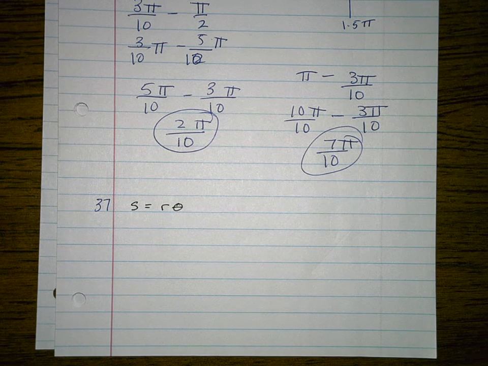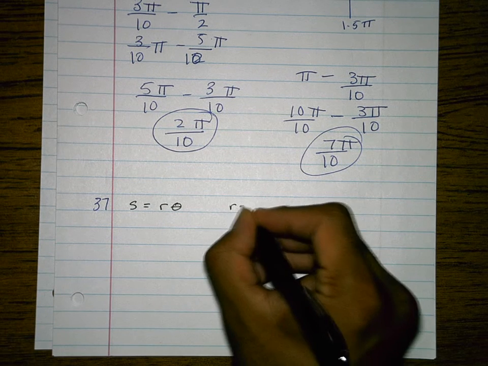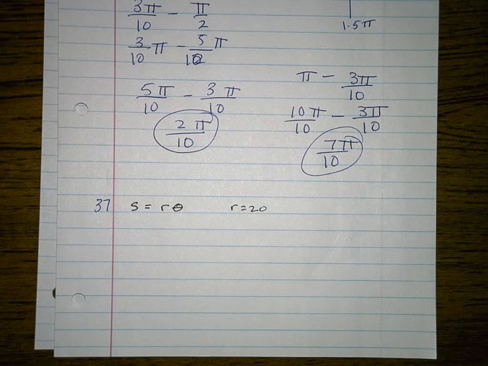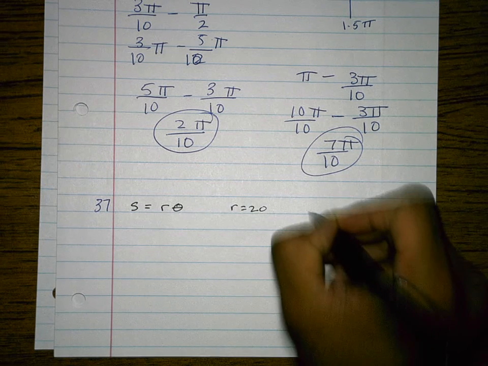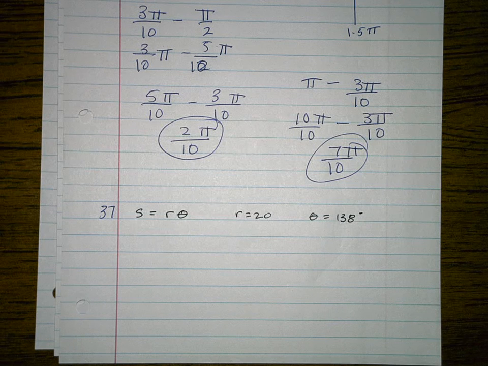So arc length is equal to the radius times the theta, or the angle that we're using. Okay, and so they tell us in 37 to find the arc length on a circle with a radius of 20 and intercepted by a central angle of 138 degrees. The big thing we want to understand is we want to do this in terms of radians.